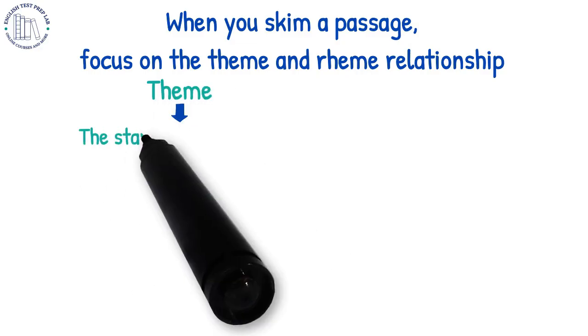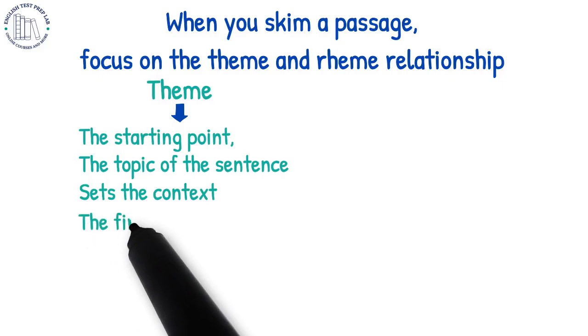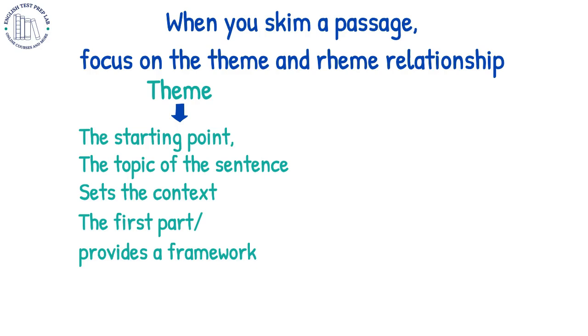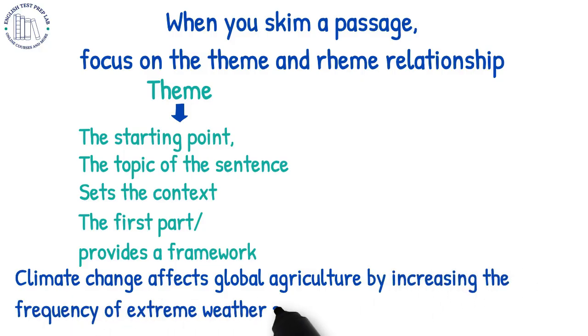The theme is the starting point or the topic of a sentence. It typically represents what the sentence is about and sets the context for the information that follows. The theme is often the first part of the sentence and provides a framework for understanding the rest of the message. For example, in the sentence, "Climate change affects global agriculture by increasing the frequency of extreme weather events," climate change is the theme of the sentence.